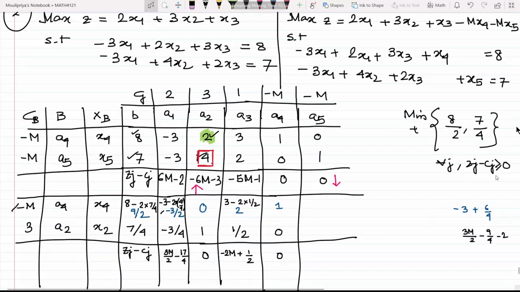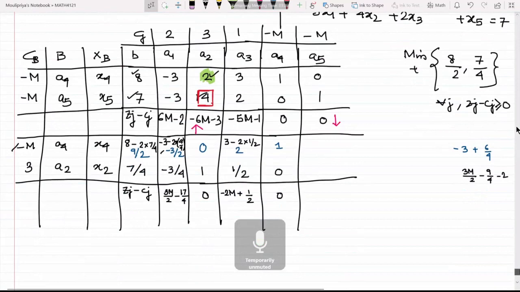Did we reach the condition for optimality yet? Because this Z3 minus C3 is still negative, and that is the negative-most value. So which one is the departing vector? Sorry, which one is the entering vector? I'm sorry, I said it wrong. A3 is the entering vector.